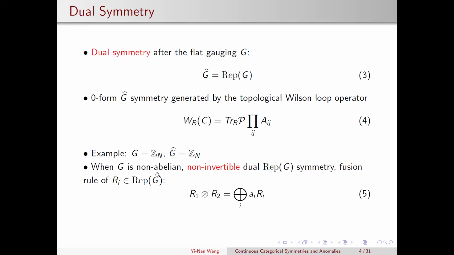And moreover, when G is a finite non-abelian group, the dual Rep G symmetry will be a non-invertible representation symmetry. And each element in the Rep G symmetry will obey the general fusion rule of representations, just the tensor product decomposition of different irreps instead of group multiplication.